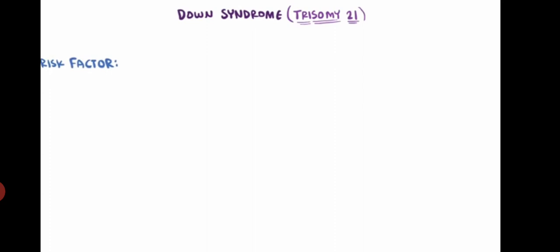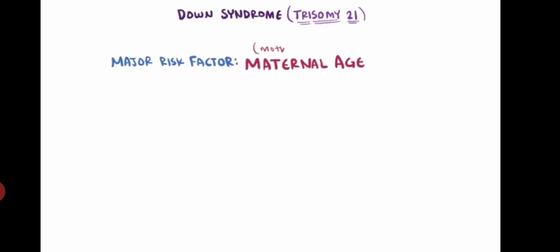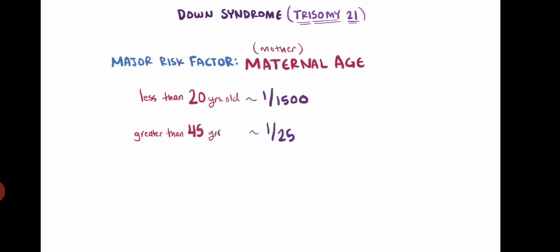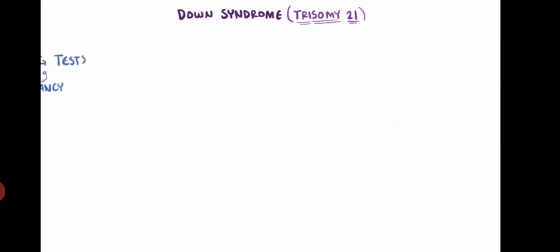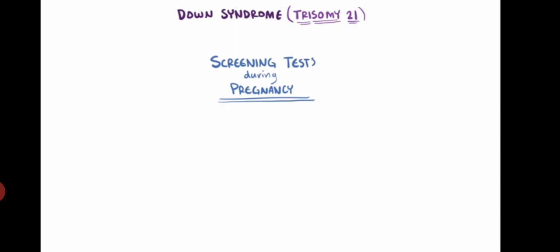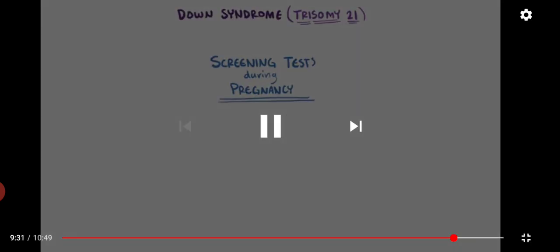Now, a major risk factor for Down syndrome is maternal age, the age of the mother. Trisomy 21 happens about once in 1,500 births where the mother is younger than 20 years old, contrasted to about 1 in 25 births when the mother is older than 45 years old. During pregnancy, some screening tests can be done, and certain markers suggest a higher risk that a baby might have it.